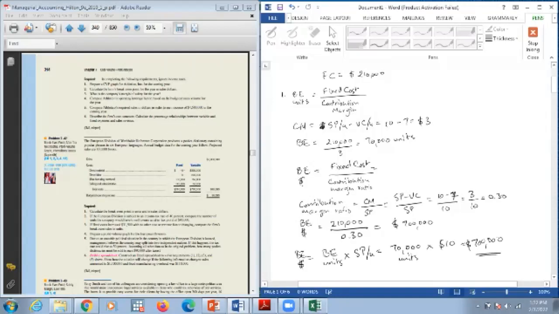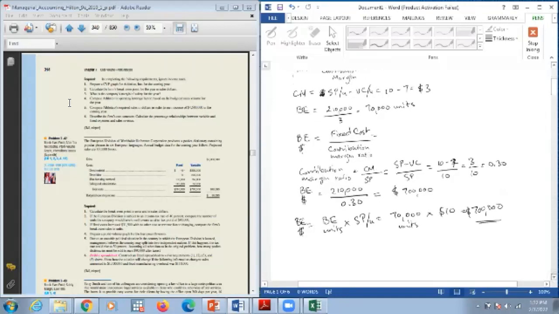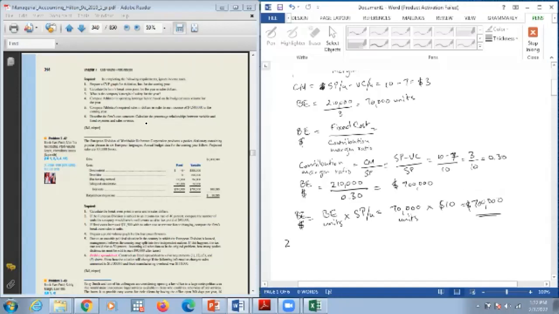So our variable cost is just $7 and our sale price is $10. We still have our fixed cost. Break-even in dollars is going to be 210,000 divided by the contribution margin ratio. Part 1 is done. Now let's do part 2.